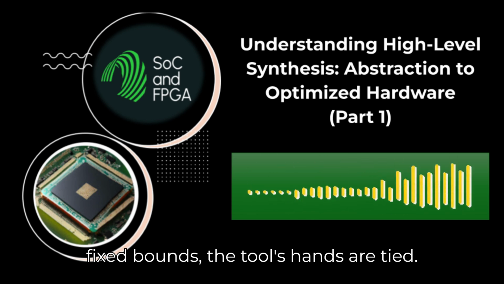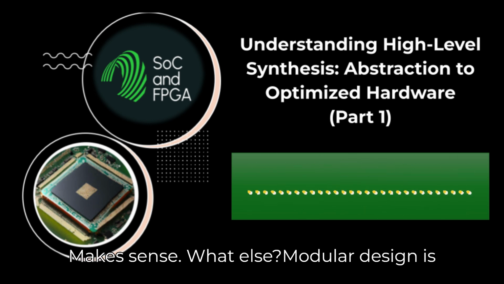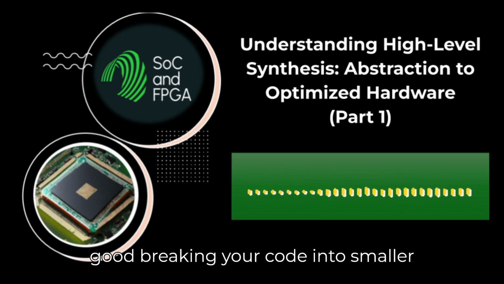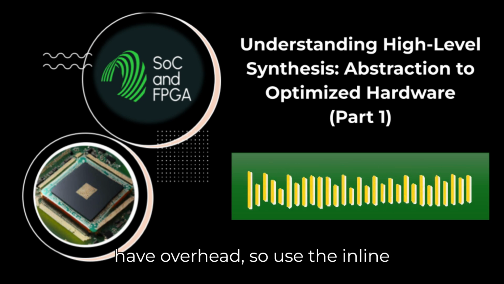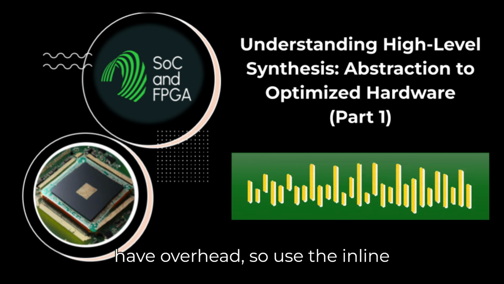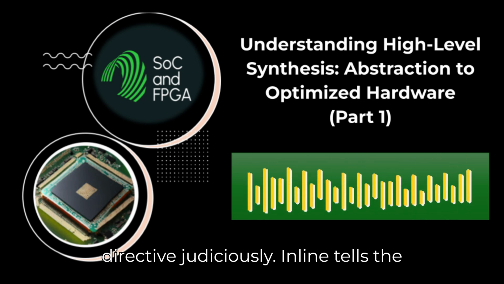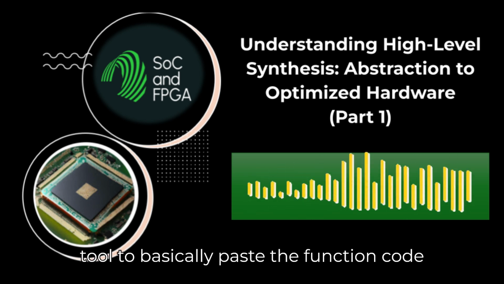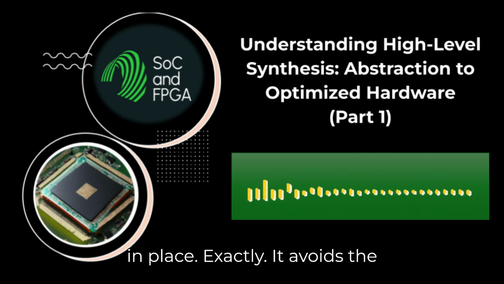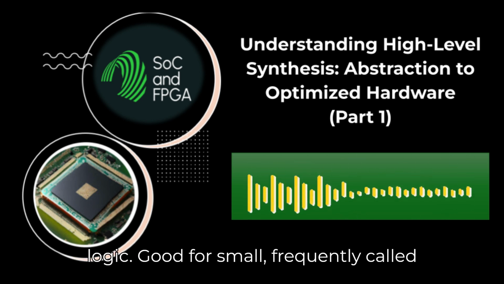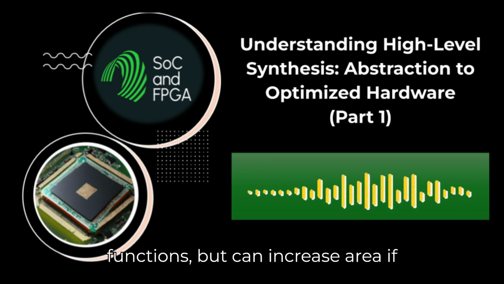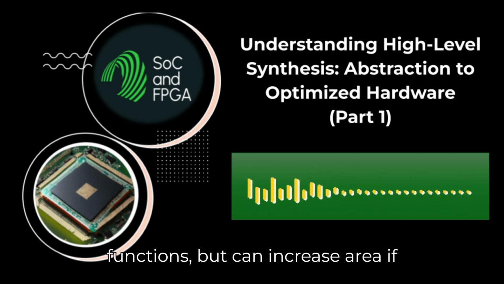Without fixed bounds, the tool's hands are tied. Makes sense. What else? Modular design is good, breaking your code into smaller functions, but think about how they translate to hardware. Function calls have overhead, so use the inline directive judiciously. Inline tells the tool to basically paste the function code in place. Exactly. It avoids the hardware overhead of function call return logic. Good for small, frequently called functions, but can increase area if overused.